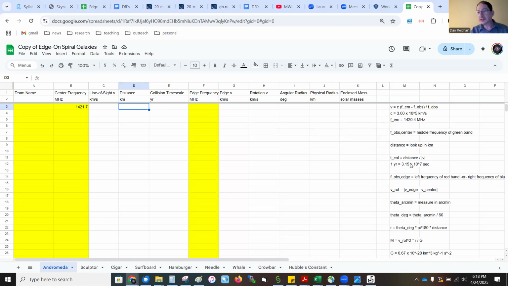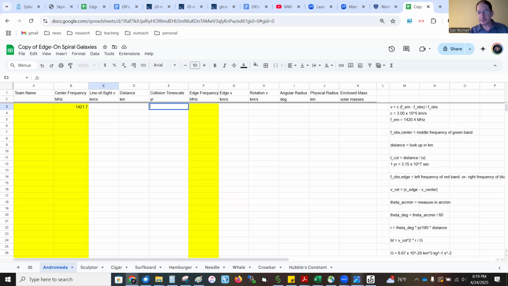We want it in years, so there's the conversion. So let me show you the math here. This would be equal to the distance divided by the absolute value of the line of sight velocity. That's in seconds. And so to get to years, we're going to divide by 3.15 e to the 7. That's how many seconds in a year. It's approximately pi times 10 to the 7. Fun little fact. Okay, that'd be the collision timescale in years.